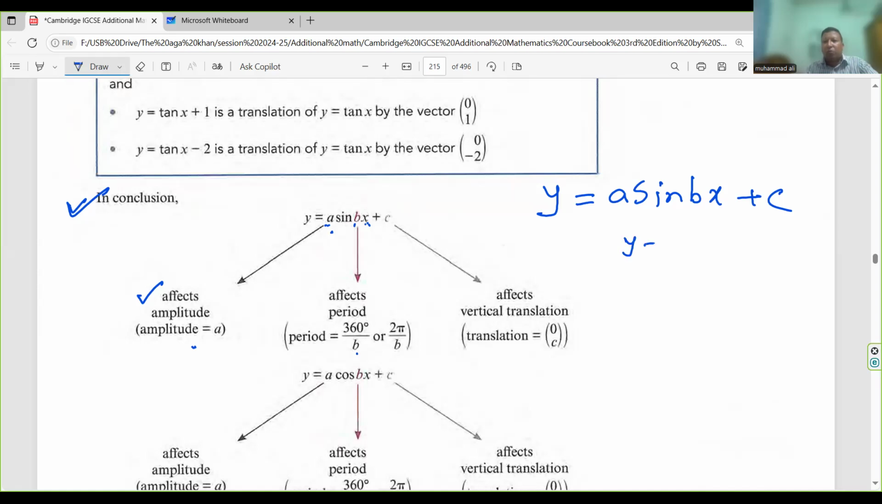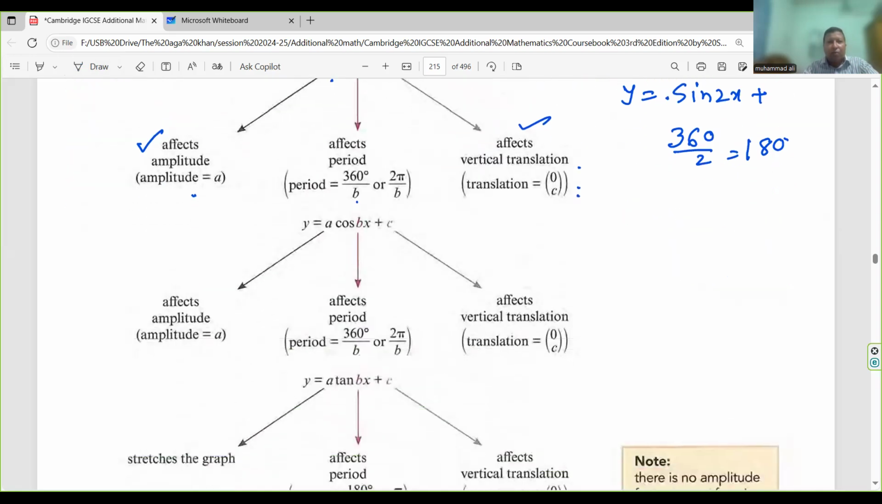Like y equals sin 2x. Here, the period will be 360 degree divided by 2, that is, period will be 180 degree and amplitude will be 1. Okay, so we have to remember these things. This constant c affects vertical translation, and we have to remember this also.